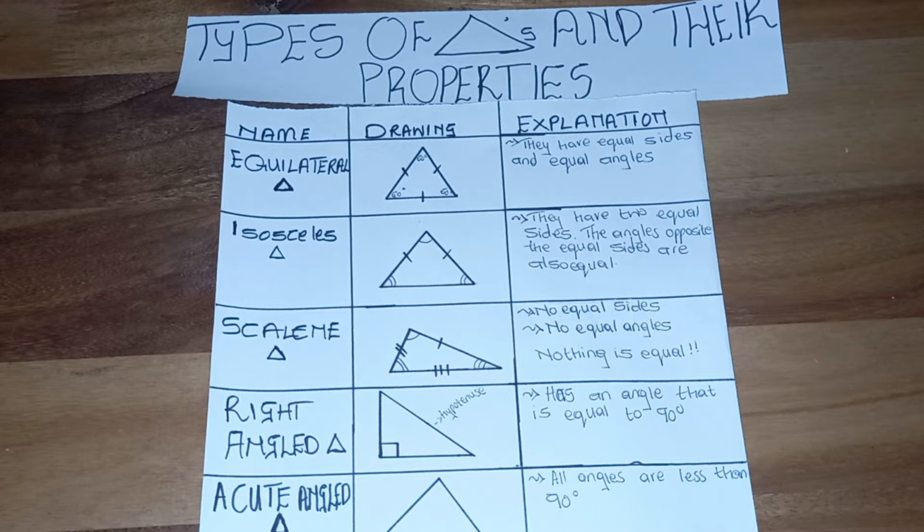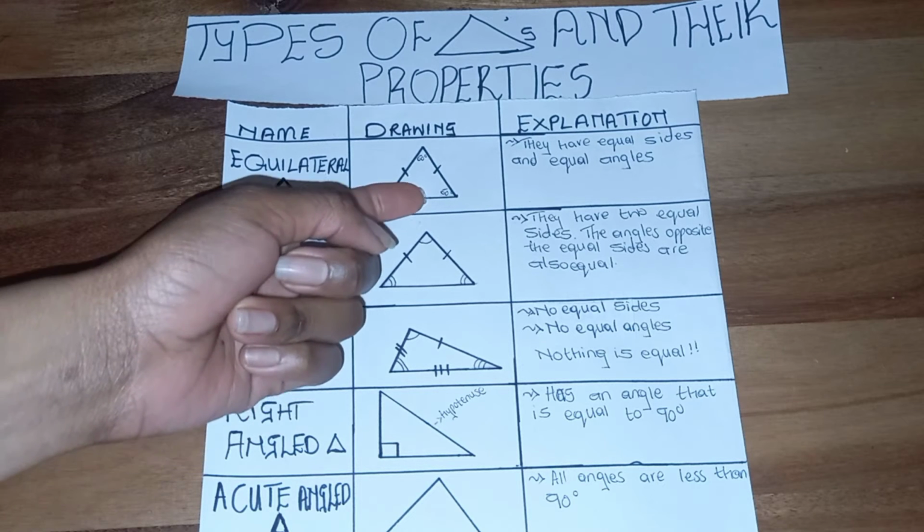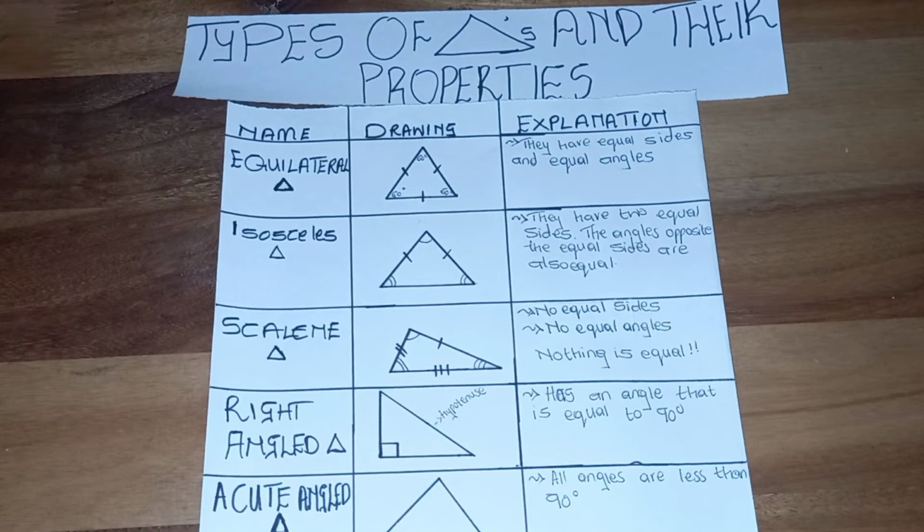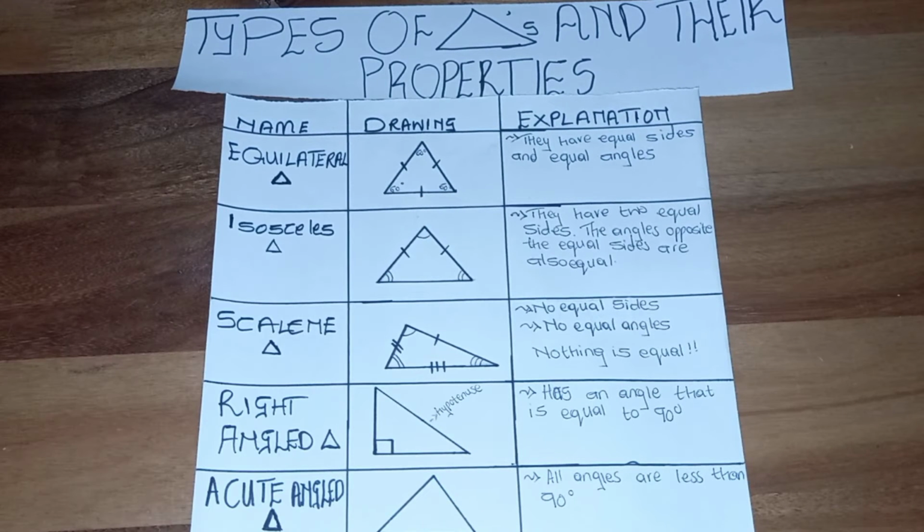So if all the angles inside an equilateral triangle are equal, each angle will have the value of 60 degrees, and the mark on each and every line shows that these sides are equal. The explanation there simplifies what I've said: they have equal sides and equal angles. Each angle will be 60 degrees, and each side will be equal. So if this side is 10 centimeters, then the other side will be 10 centimeters, and so is the third side of the triangle.